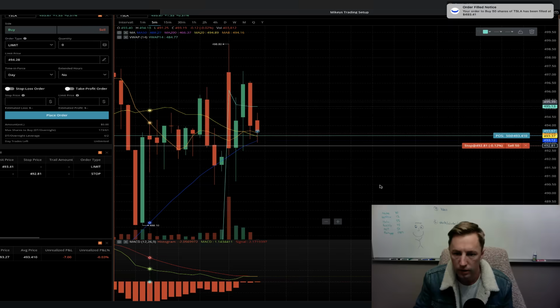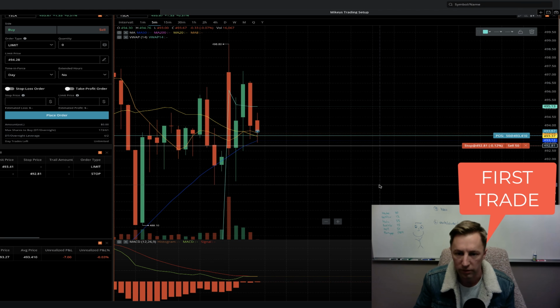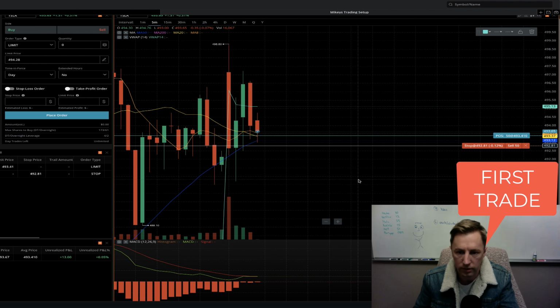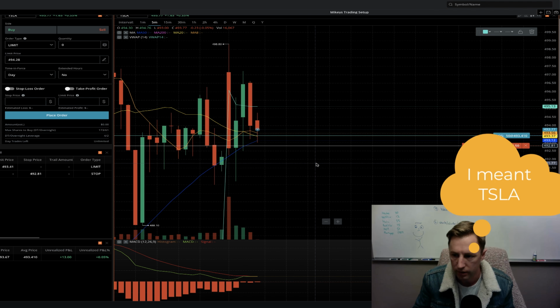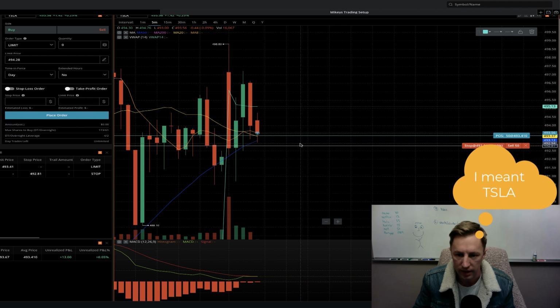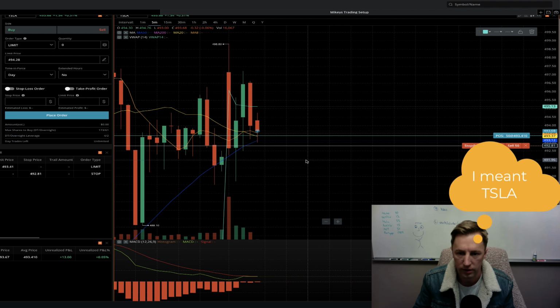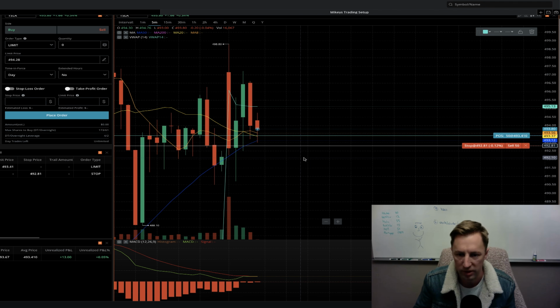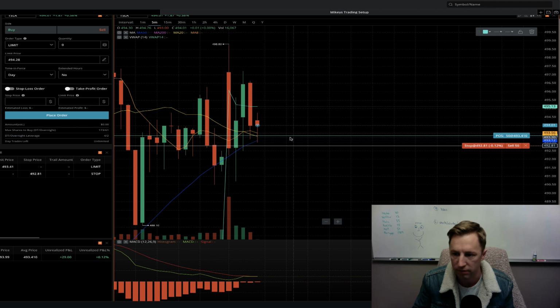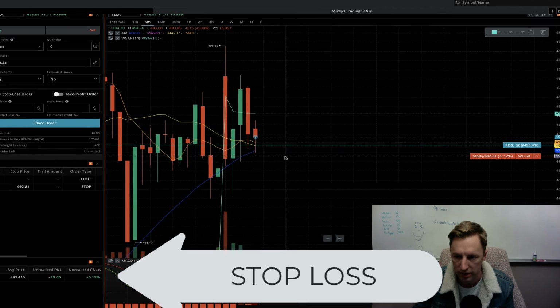All right, I am in my first trade of the day. The trade is ticker symbol Tesla. It's a very tight stop loss on this. It is pretty volatile, but I want to see if I can catch some positive momentum to the upside. This green line right here, I have 50 shares at $493.41. And then my stop loss is at $492.81.